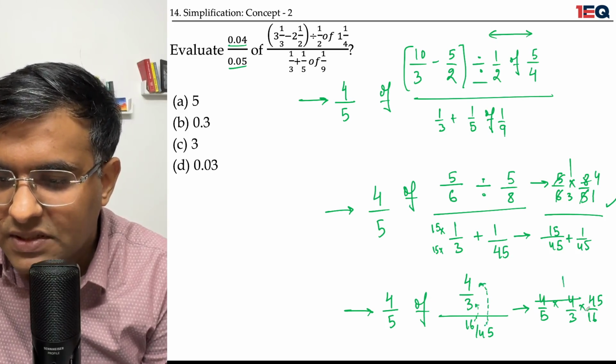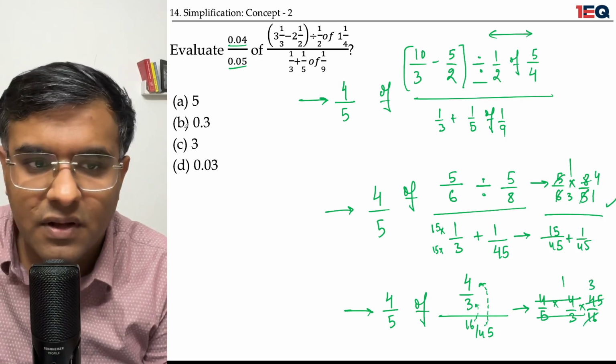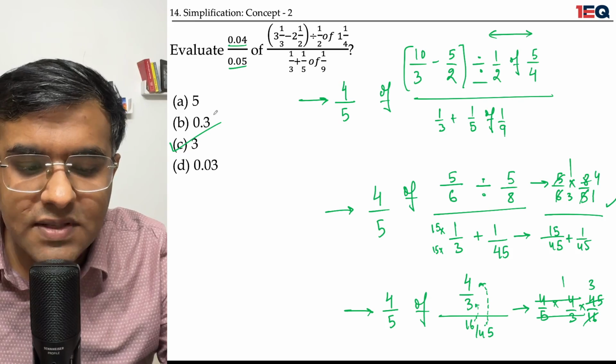Now 4 4s are 16. This is gone. 3 5s are 15. 15 3s are 45. The final answer is 3. Okay, we'll be moving to concept number 3 now.